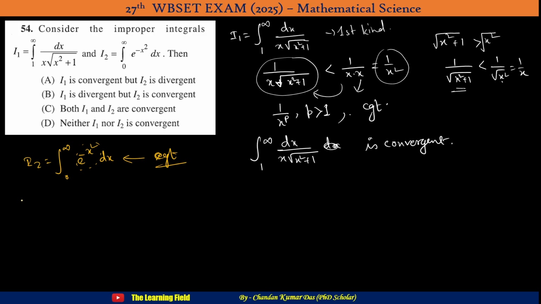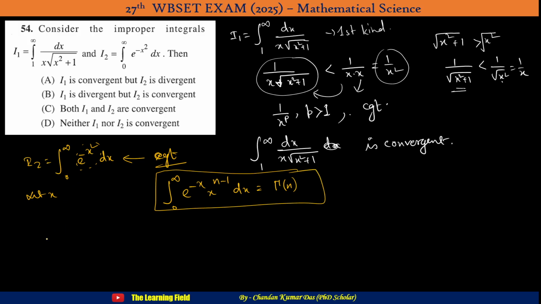So how can we find the value? Let x square equal to t. We use here the gamma integral: the integration from 0 to infinity of e to the power minus x times x to the power n minus 1 dx is equal to gamma n.